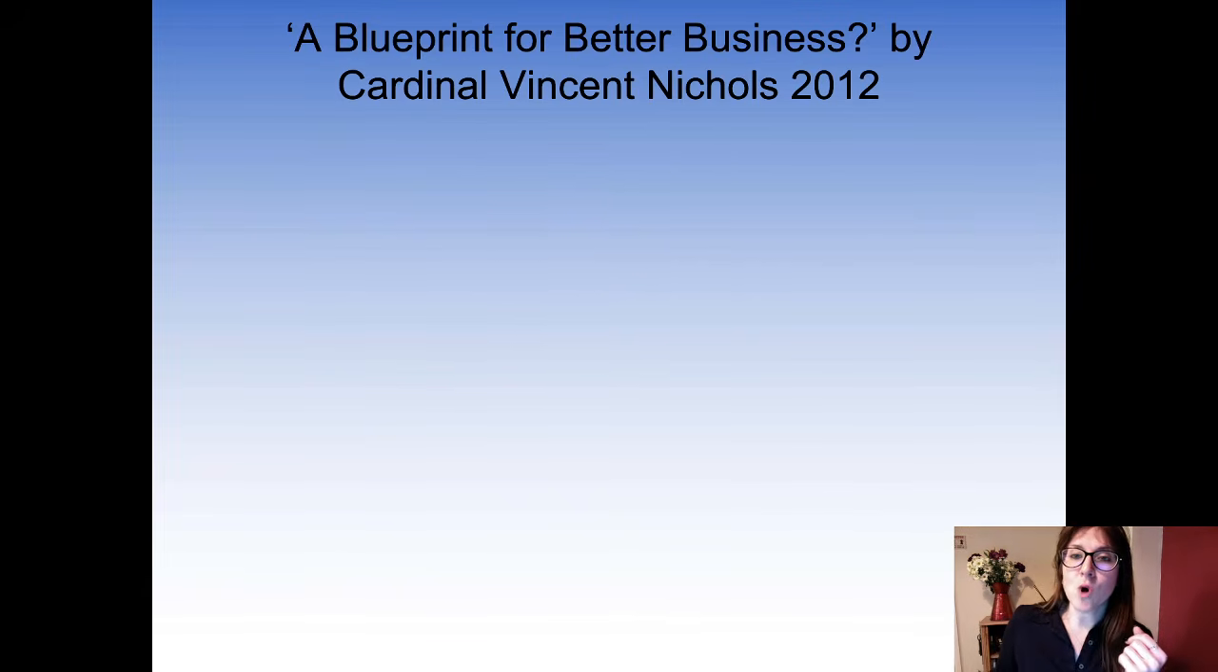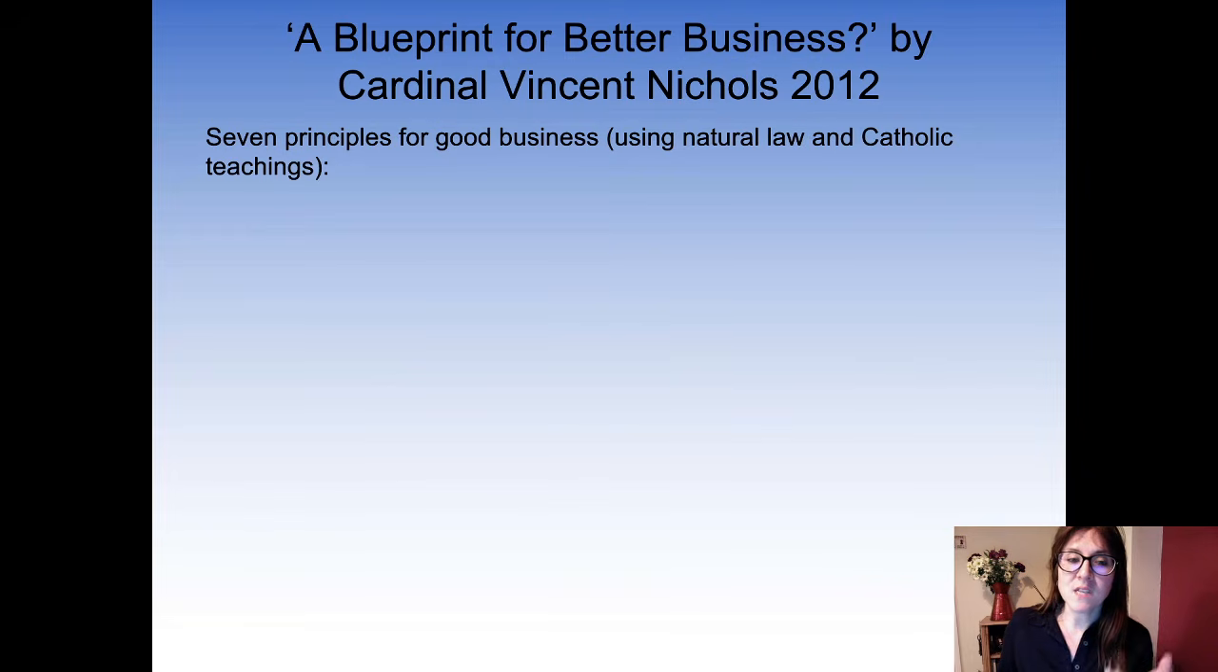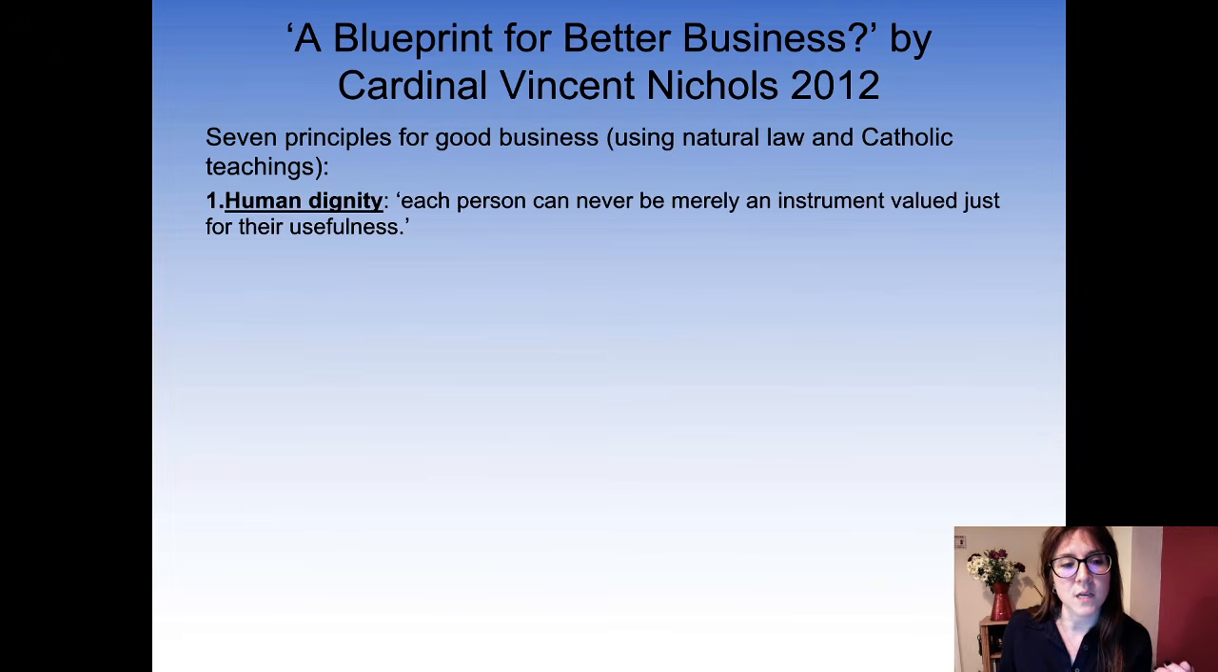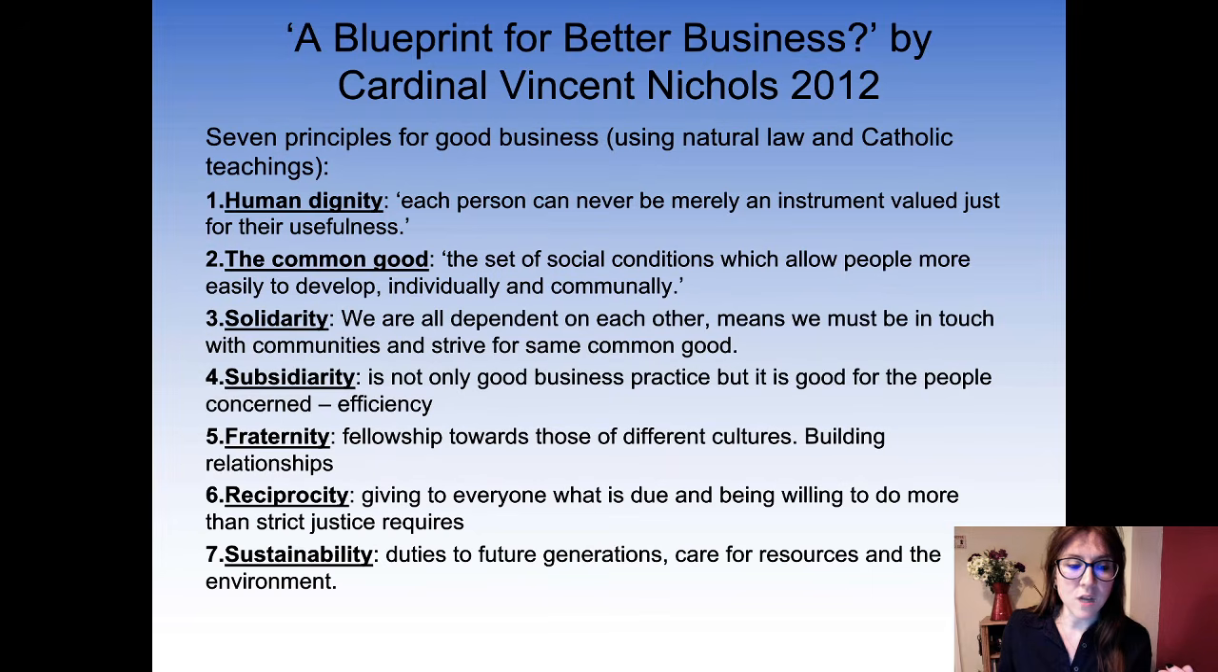Something that you might want to draw upon, first of all, is A Blueprint for Better Business. This was written in 2012 by Cardinal Vincent Nichols. He set out the 7 principles of good business. Now, this does link with natural law and the Catholic teachings, so it's not something you have to necessarily link in, but it's of interest. So what I would say is see if you can link any of these 7 to Kant or utilitarianism. Can you see a link between these things and the ones that you have to link in?